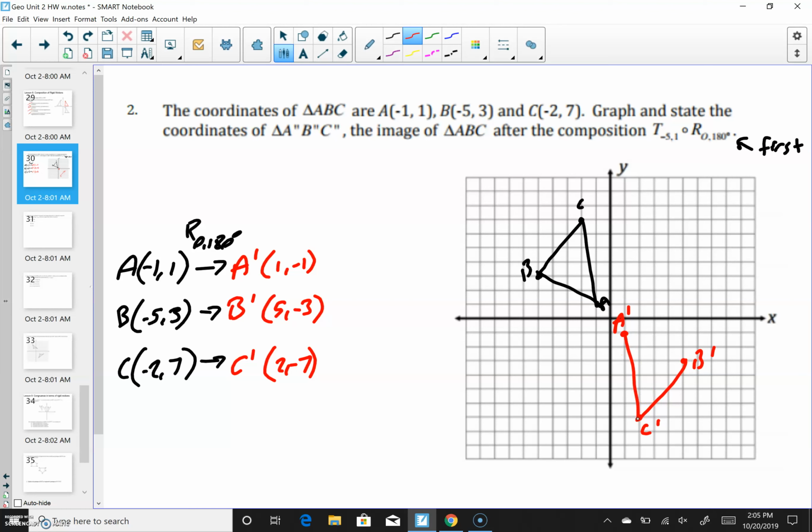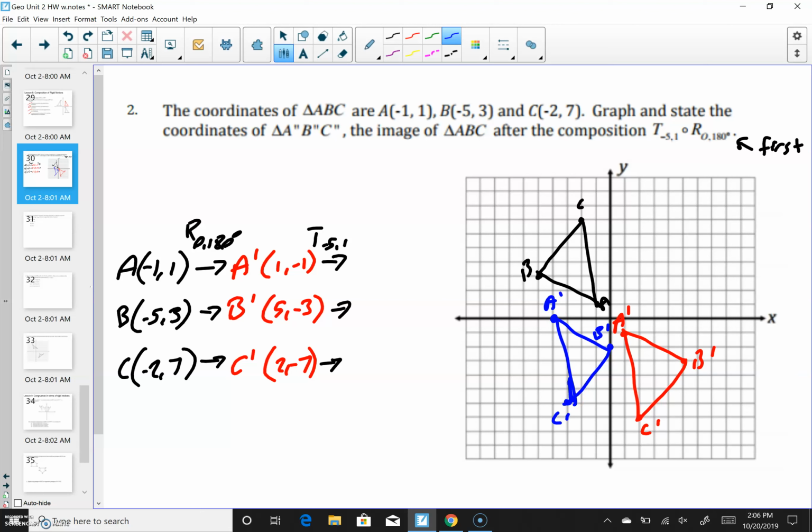But again, remember, they really don't want those points. Those are only our intermediate points because we still have to do our translation of (-5, 1), which means we're going to move all points to the left 5 and up 1. So 1, 2, 3, 4, 5, and up 1. There's our new A prime. 1, 2, 3, 4, 5, and up 1. There's our new B prime. And 1, 2, 3, 4, 5, and up 1 is our new C prime.